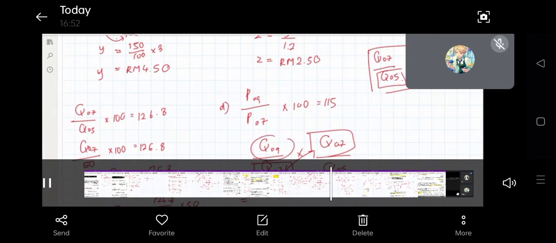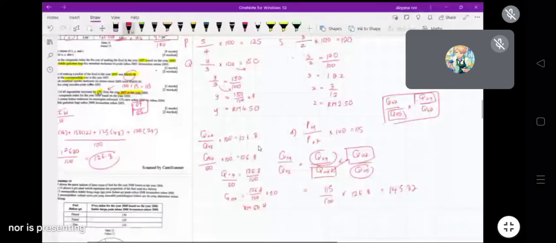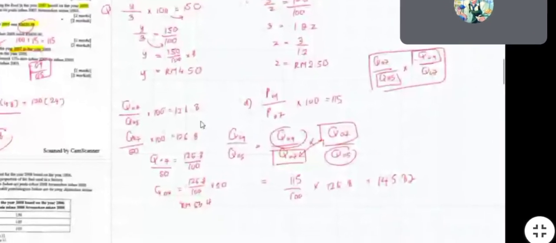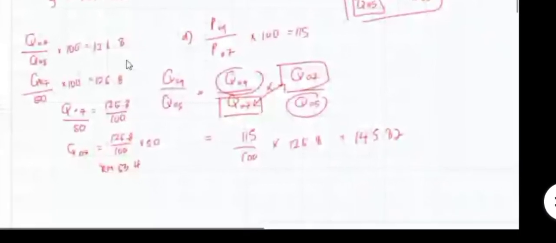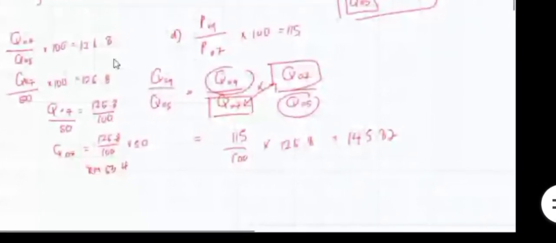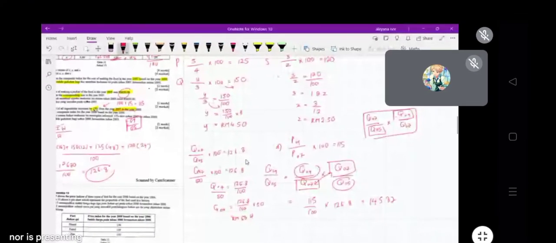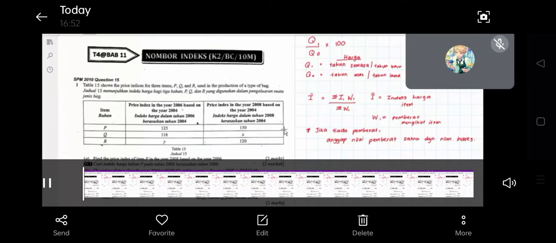Then you calculate: 115 divided by 100, multiplied by 126.8. Then the answer you'll get for 2D is 145.82. Okay, next, which will be the last one for today.